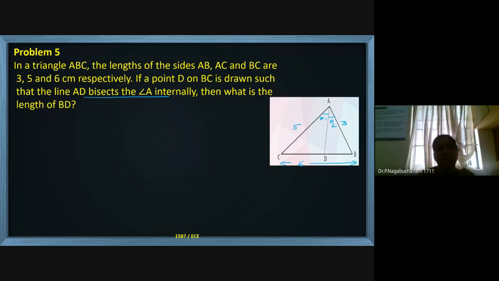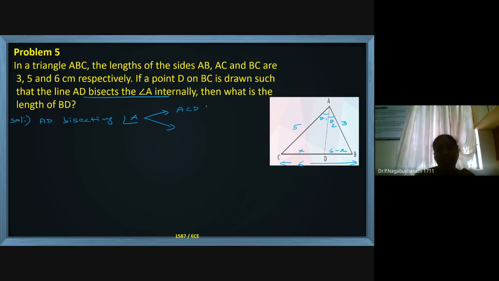So what we will do, this total BC is 6 centimeters. So we will assume this as X. On the other side, it will be 6 minus X. Because AD is bisecting angle A internally, we are having two triangles. So one triangle is the ACD triangle. The other triangle is the ABD triangle.